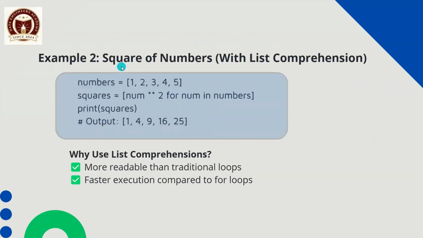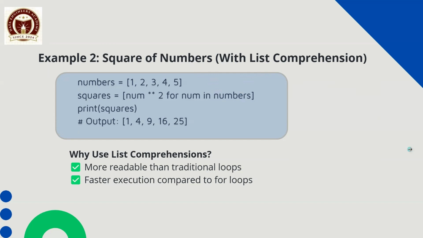In the second example, we are writing a square of numbers program using list comprehension. Instead of using for loops, we can write programs using list comprehension within a few lines. List comprehensions are more readable and run faster compared to traditional loops.